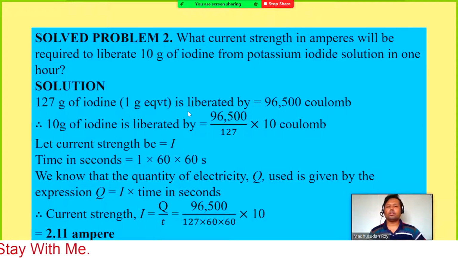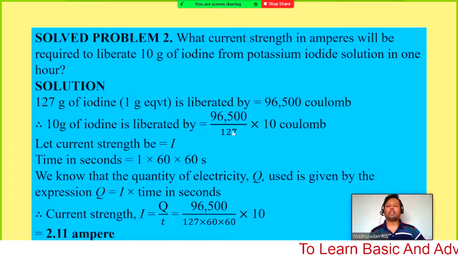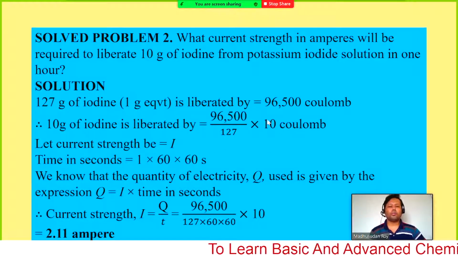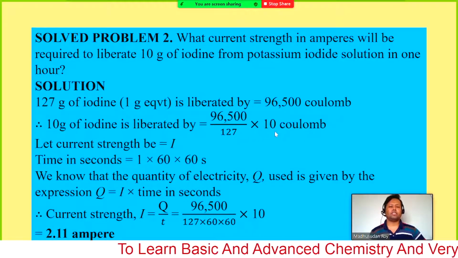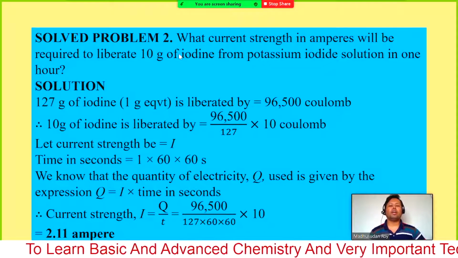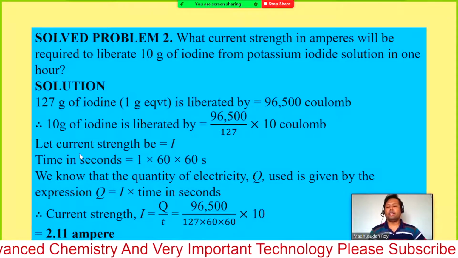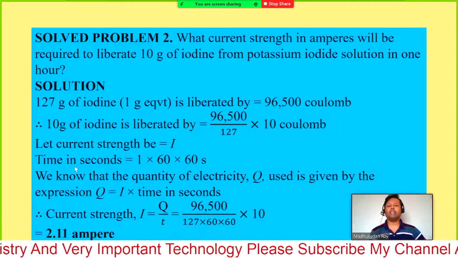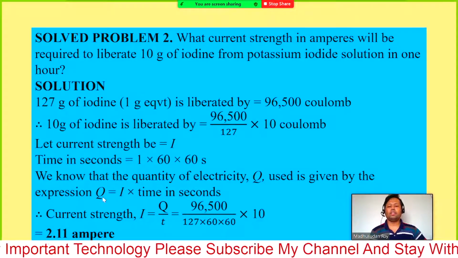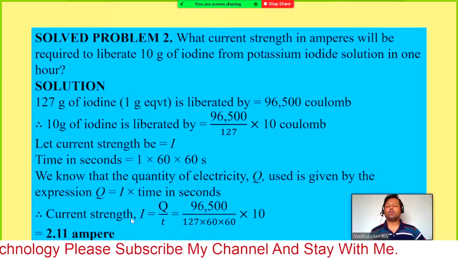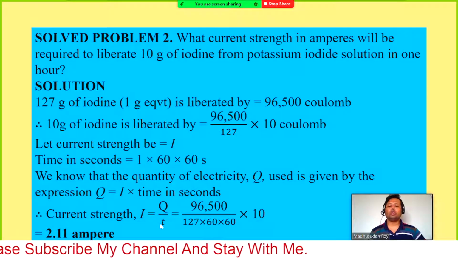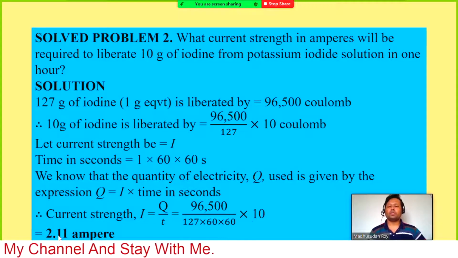127 is the number liberated by that coulomb. So 10 gram of iodine is liberated by that coulomb. So we are looking for Z, because we do not have the value of Z, so we need to find it from here. Let the current strength be I, so we need to find the value of I. From that equation, finally you can find I equals Q by T. That is very simple, so you will get 2.11 ampere.